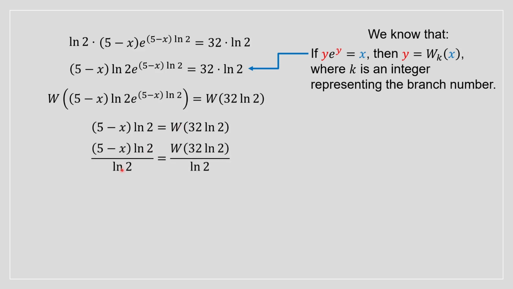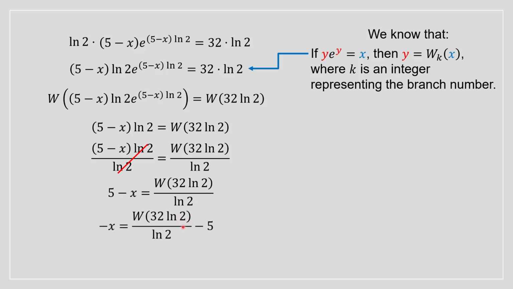Divide by ln 2 on both sides. We bring the 5 to the other side, and the signs flip because we have a minus over here. We're going to have x equal to 5 minus W of 32 ln 2, divided by ln 2, and that's our function rule. Now we're going to proceed to the graph.